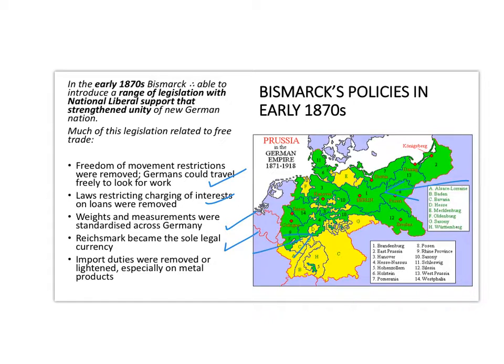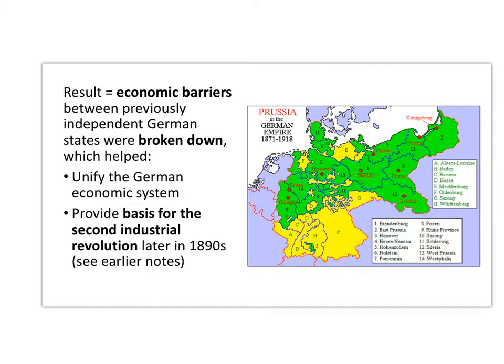Russian merchants and French merchants had to pay taxes to get their goods into Germany, but those taxes were lightened. That meant the goods they sold were cheaper for German consumers. As a result, those economic barriers were broken down, and that basically helped unify the economic system and prepare the way for the 1890 Industrial Revolution.